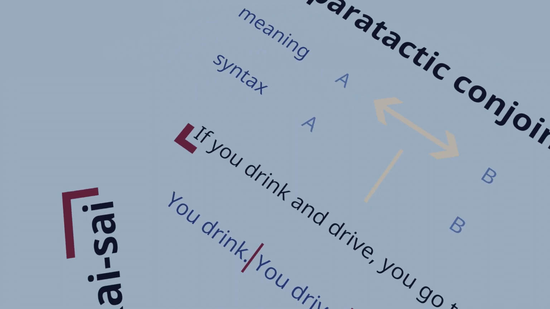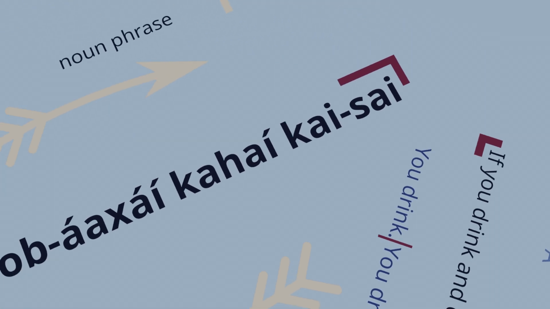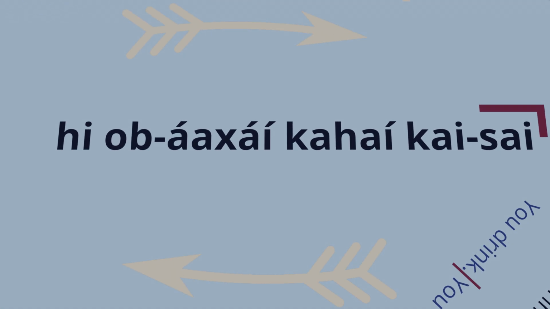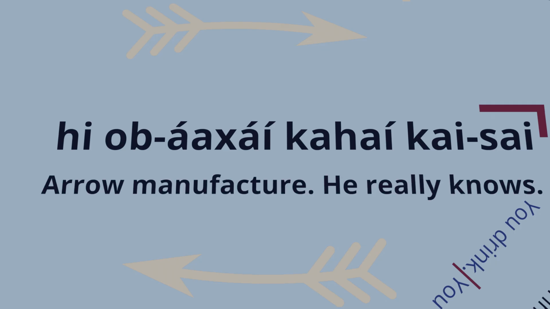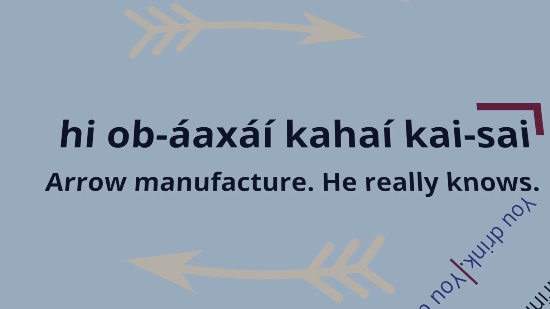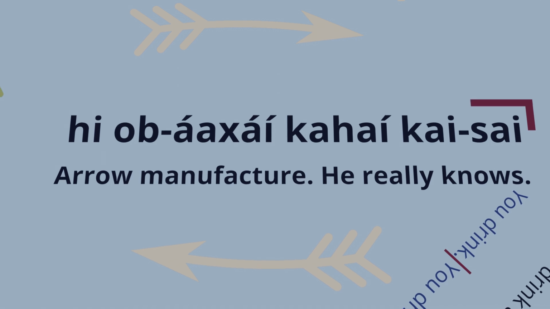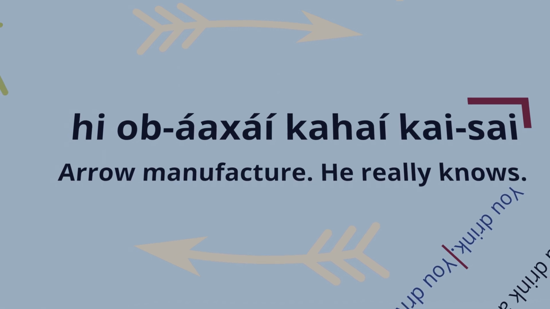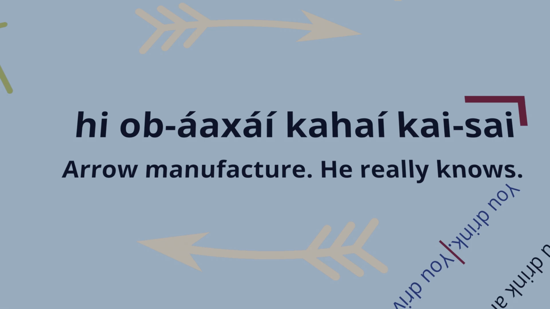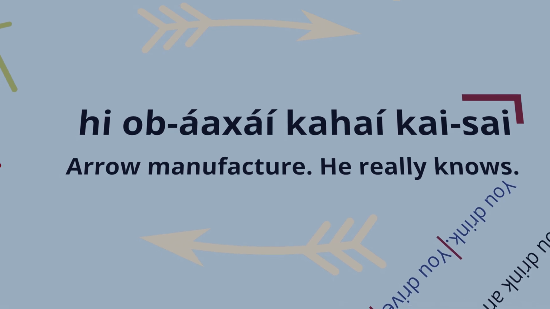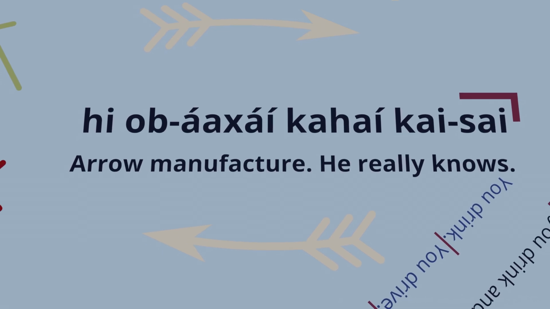So if we go back to our Pirahã sentence, whatever it is saying is that this sentence translates to something more like arrow manufacture. He really knows. And the relationship between the two clauses is just inferred, the same way that you inferred the relationship when I said, you drink, you drive, you go to jail. Okay, but if that's all it is, then what's the sai for? If you're just juxtaposing sentences, you don't need that nominalizing suffix anymore.